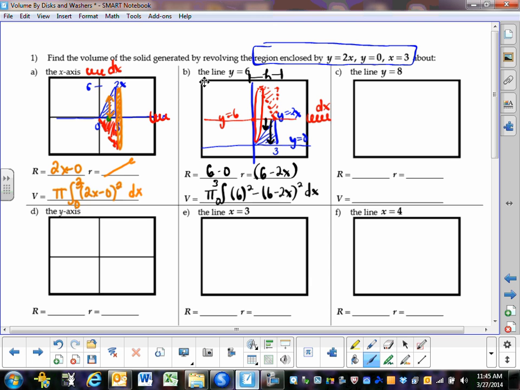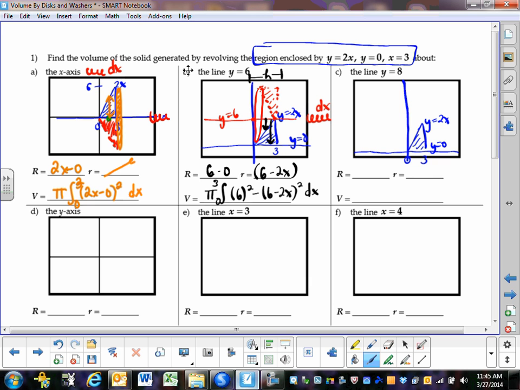Now a similar but very different shape is if we were to draw that same space. So we have y equals 2x, y equals 0, x equals 3, starting at the origin.